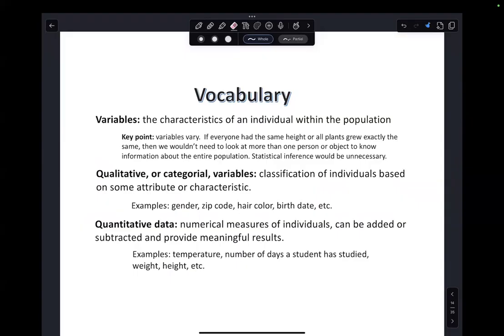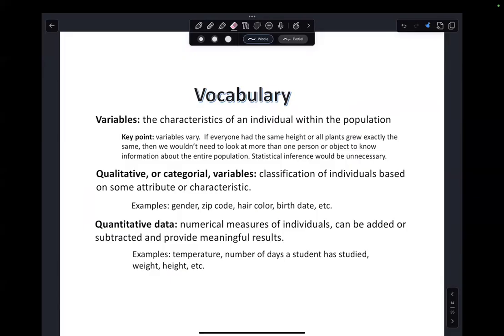So a variable is just exactly that. Variables vary. It's going to be the characteristics, all the different outcomes of the characteristics of an individual. So a variable is just a variable. Sometimes it's the letter X. It is what it is.